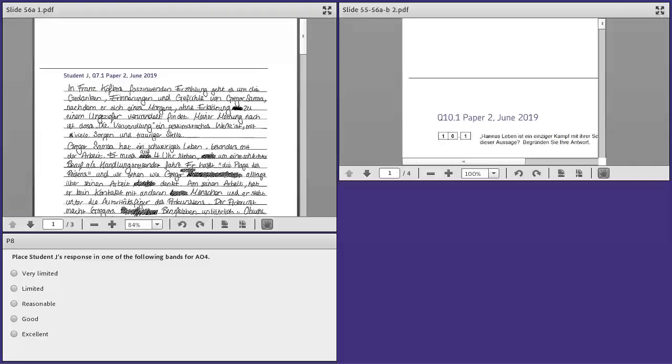Okay, so decide which band you want to place the student in, and then we'll have a look at fine-tuning the mark afterwards. Okay, so again, about 6 minutes for this. Thank you.